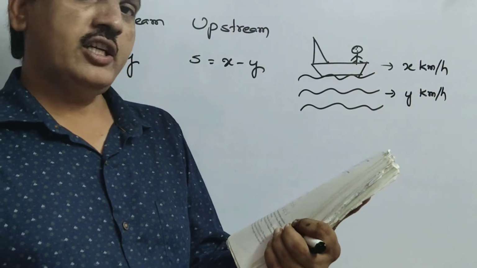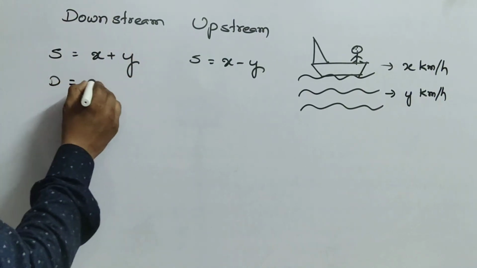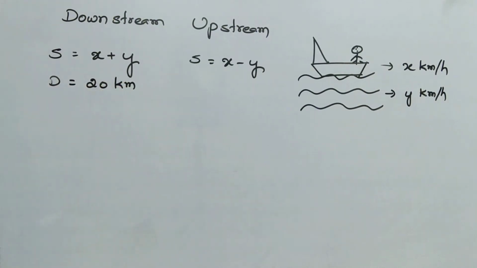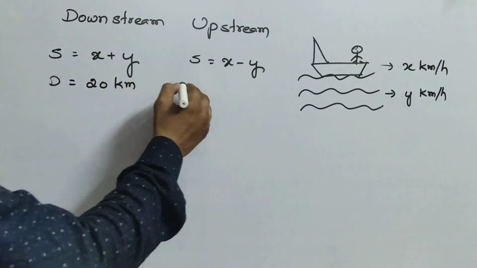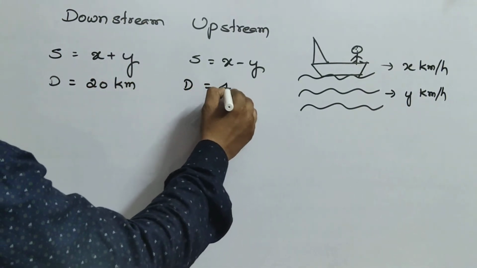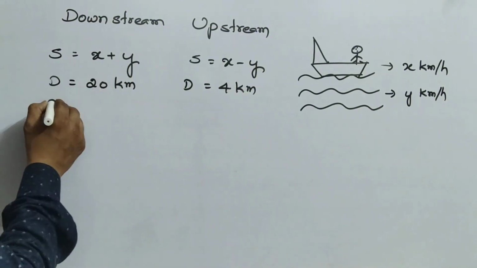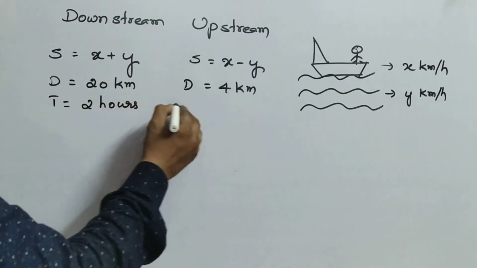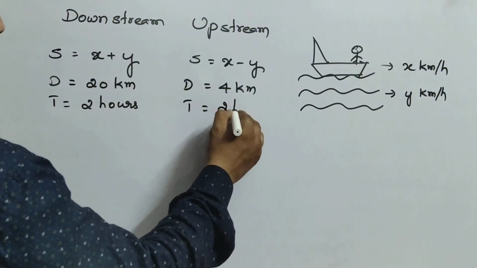Now coming to the question again, in the downstream the distance is given as 20 kilometers, whereas upstream distance is 4 kilometers. Next, time is also given, that is 2 hours, and here also time is given 2 hours only. So both the timings are the same here.